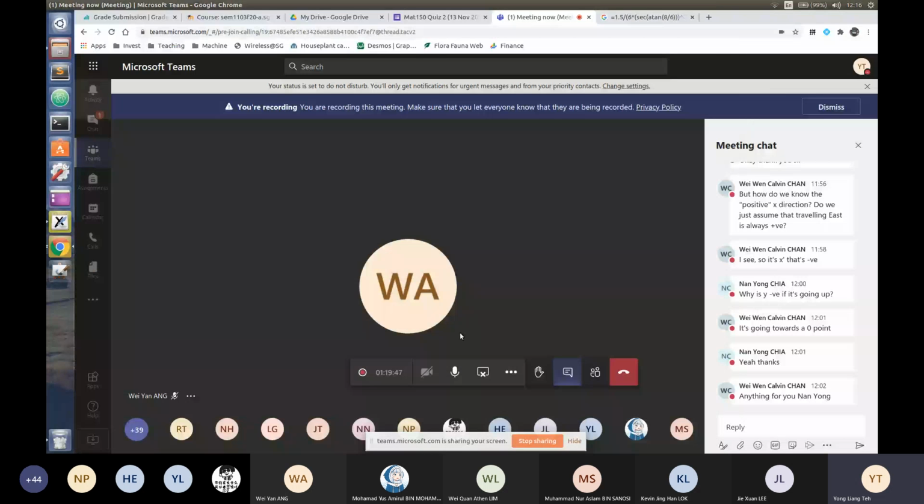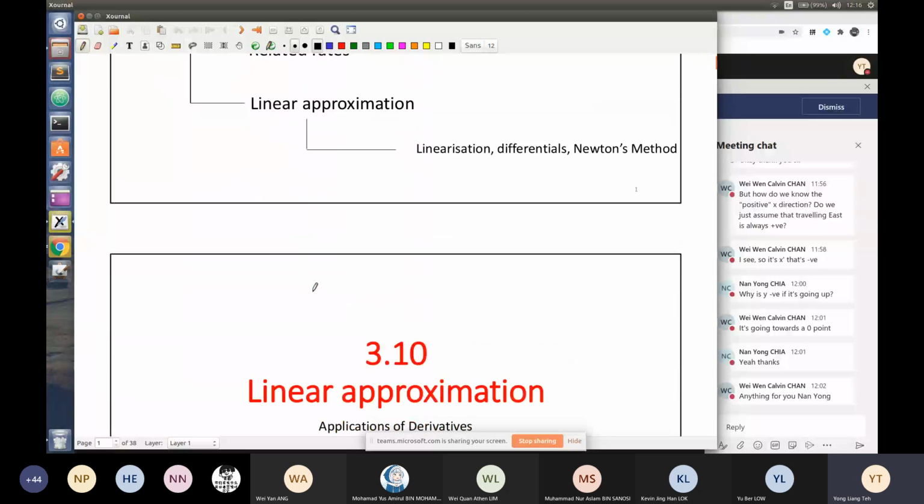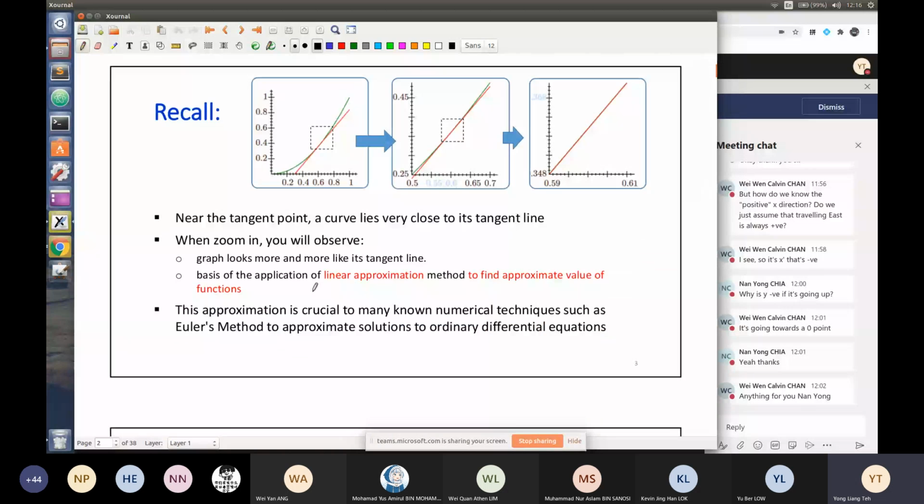So let's continue. Today we're going to continue to applications 2 for differentiation. And first of all, we're going to look at this concept of linear approximation. Linear approximation is actually extensively used. So what is linear approximation?